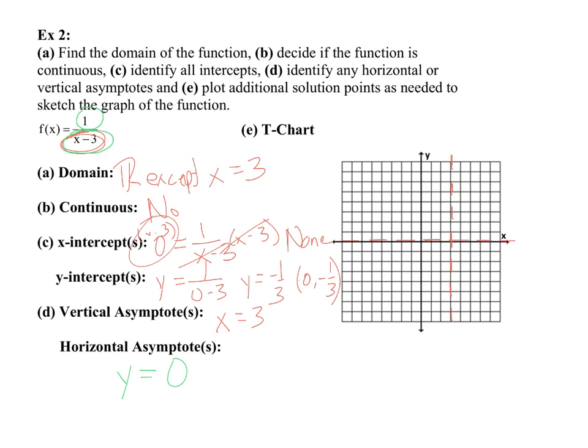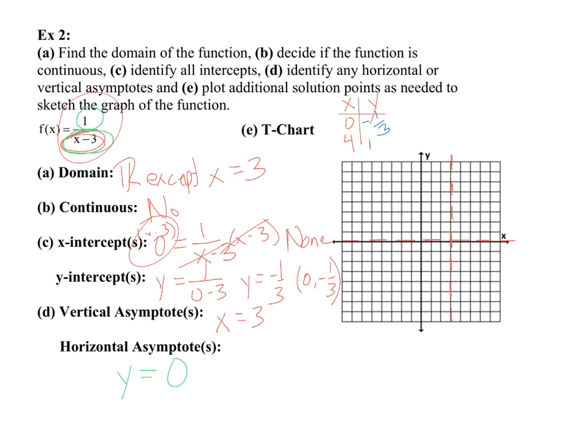Okay, now what do we do? Okay, you're going to choose some x values. You're going to choose one x value to the left of the vertical asymptote and one x value to the right of the vertical asymptote. Very easy x value to work with, to the left is 0, and then I'll choose 4 to the right. All right, plug these in to your function and work out the y value. So I end up with negative 1/3, and then I also end up with 1.